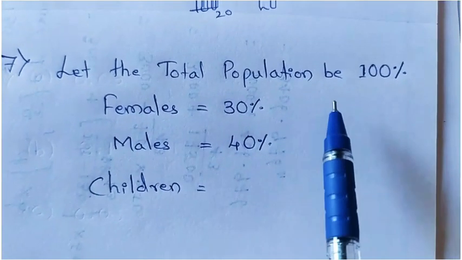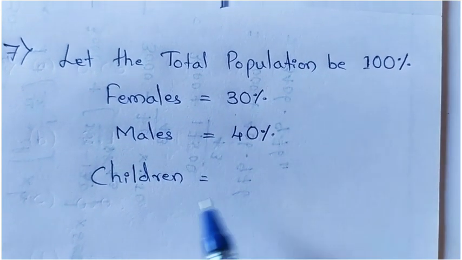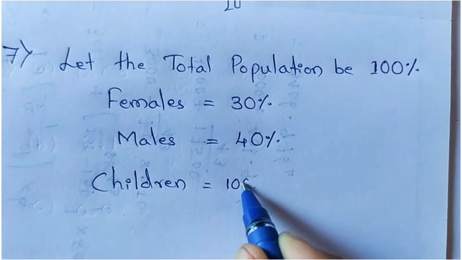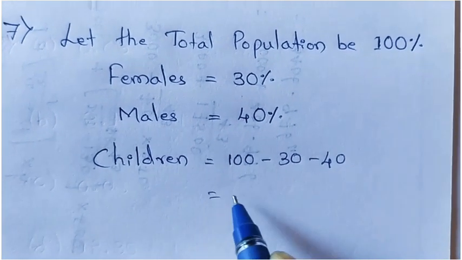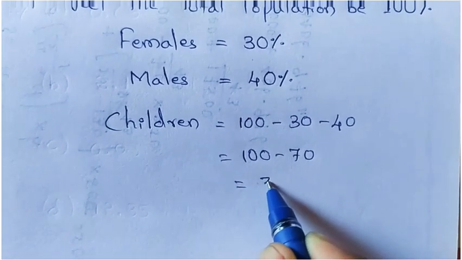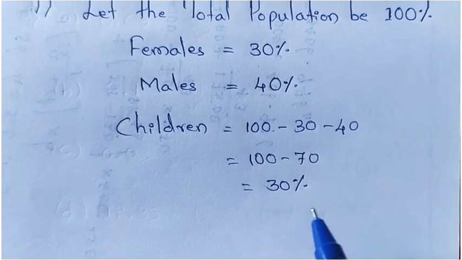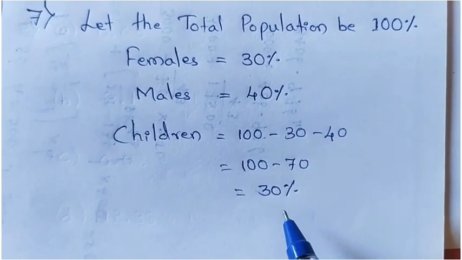So let the total population be 100%. Females are 30%, males are 40%. Then children will be 100 minus 30 minus 40. So it will be 100 minus 70. So 100 minus 70 will be 30. So how much percent children are there? 30% children are there in that city.